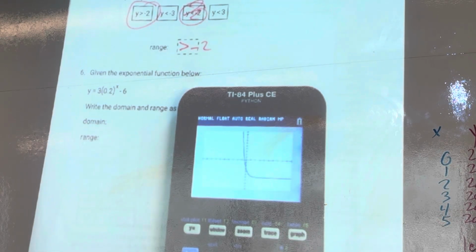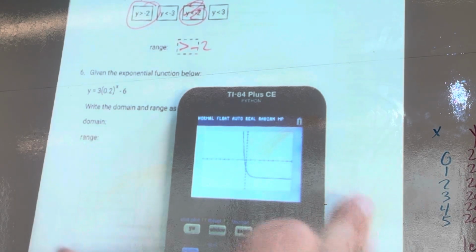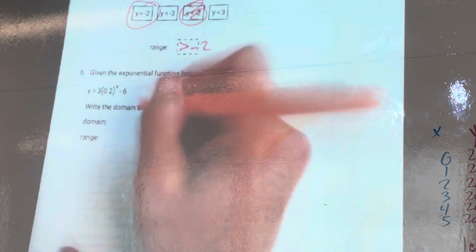Okay, so what's the domain? What x values is it going to cover? Are there endpoints on this? Exactly. Say it again. All of them. So, which would be all real numbers.